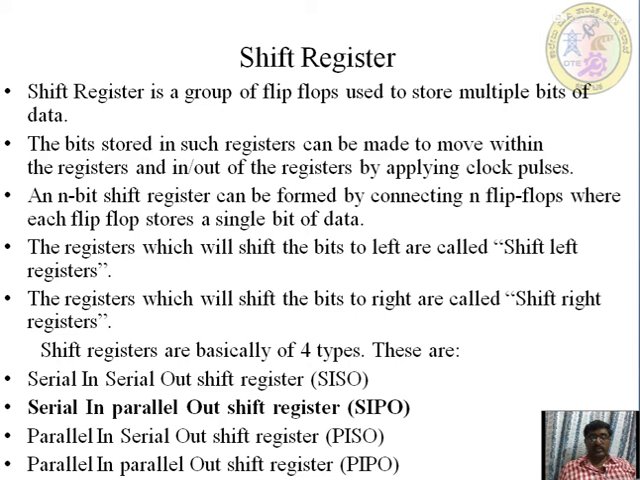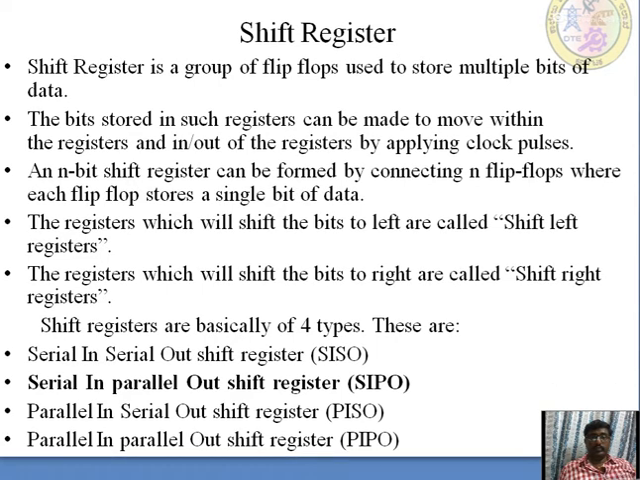Shift registers are basically of four types. Serial in, serial out shift register, that is SISO. Next, serial in, parallel out register, that is SIPO. Next is parallel in, serial out shift register, PISO. Next is parallel in, parallel out shift register, PIPO.